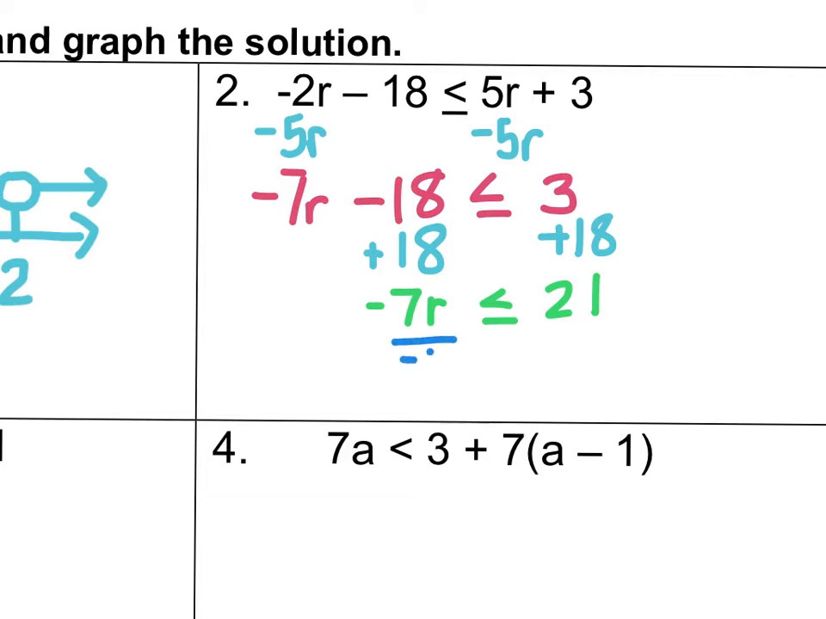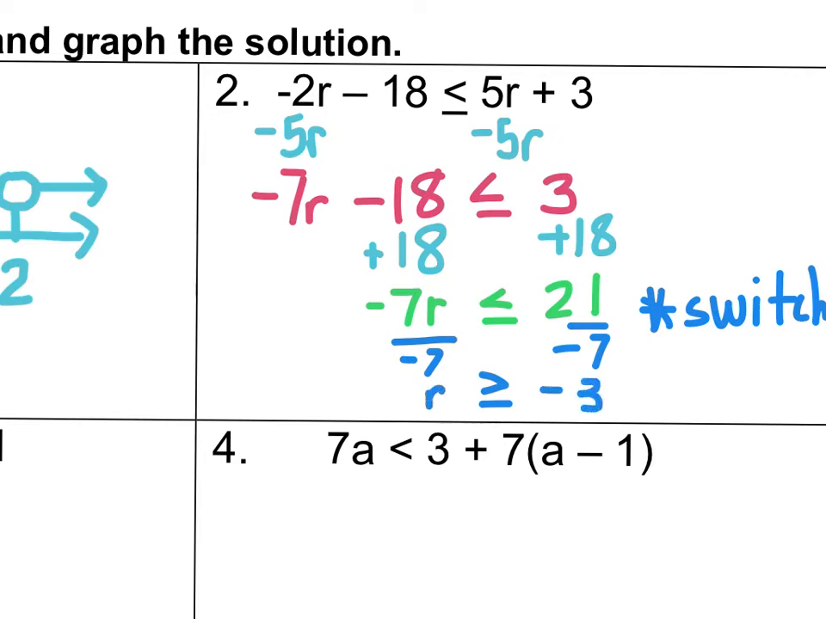Now we're going to divide by negative 7. Do you hear that? You should hear bells, sirens, and whistles because you need to remember to switch the sign if you divide by a negative. It was less than or equal to. Now it's going to be greater than or equal to. So r is greater than or equal to negative 3. That's our answer. Let's go ahead and box that.